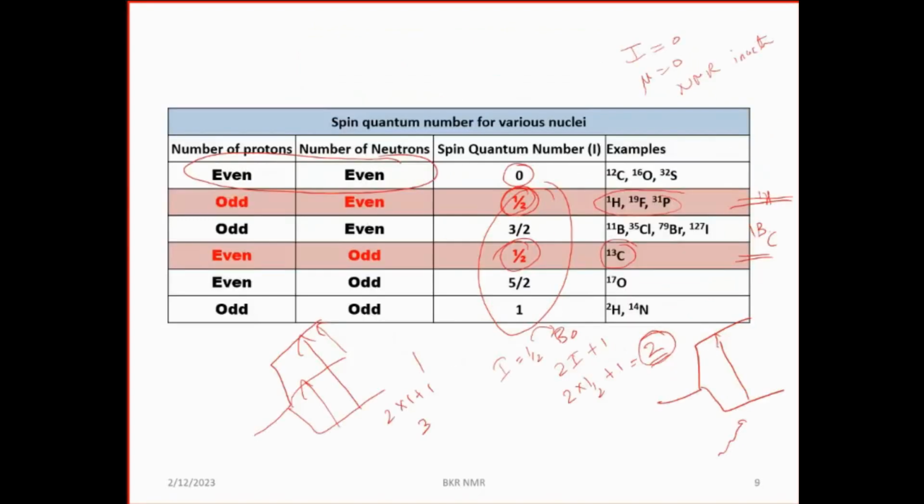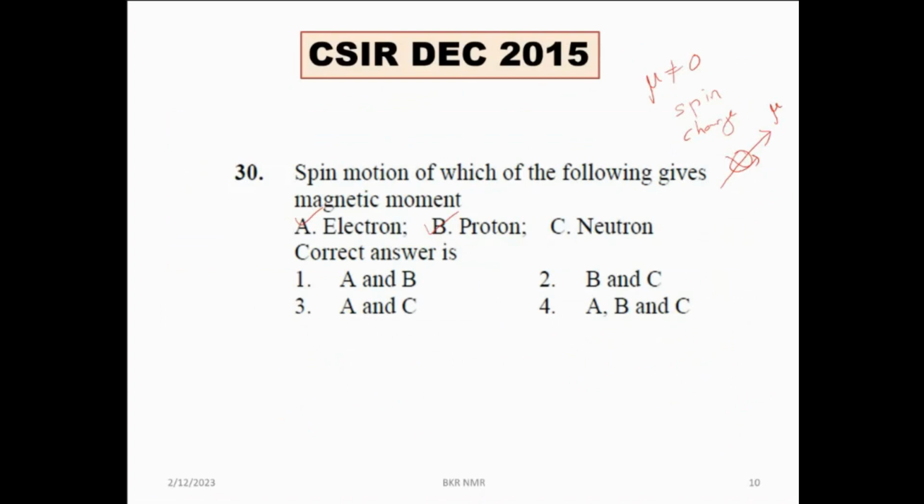So as we can see, electron has a negative charge and it has spin. Proton has a positive charge and spin. Therefore, they should be NMR active or give a magnetic moment. Whereas neutron, what is the charge of neutron? No charge. The charge is equal to 0.